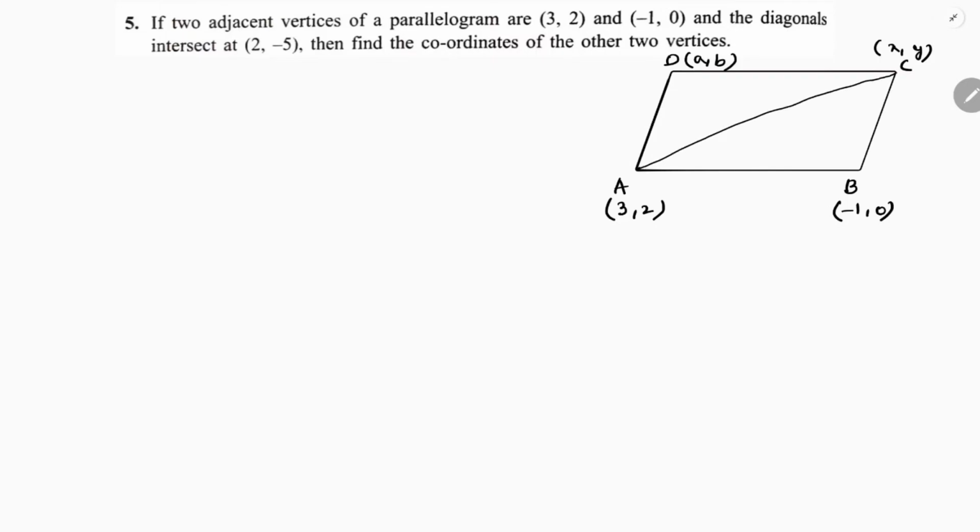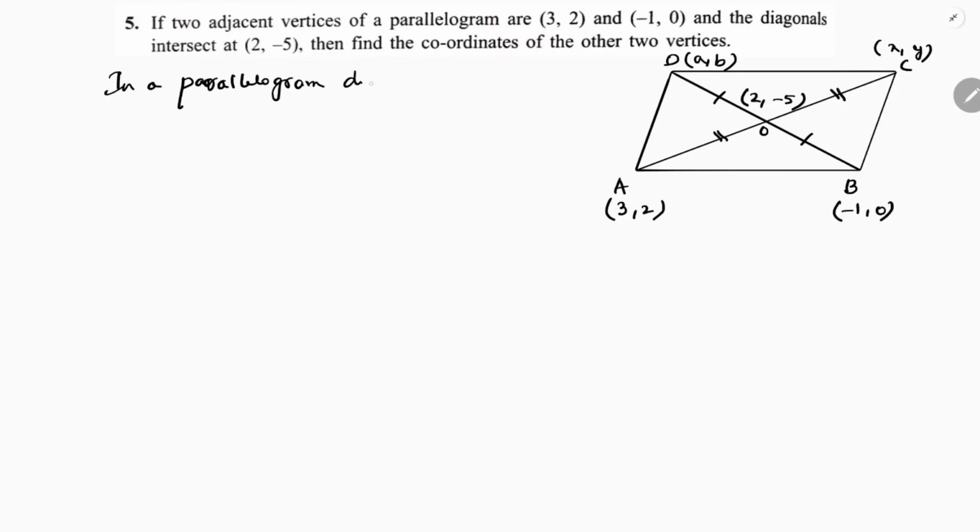And they told very clearly that the diagonals intersect at O, the common point, that is (2, -5). As it is a parallelogram, in a parallelogram the diagonals bisect each other. So clearly the midpoint of AC will be equal to the midpoint of BD.